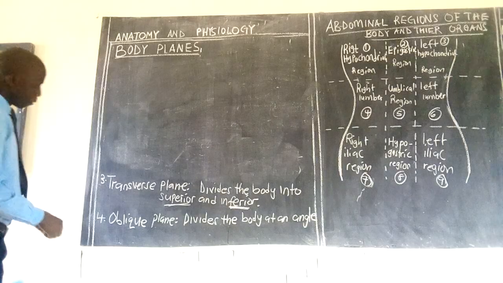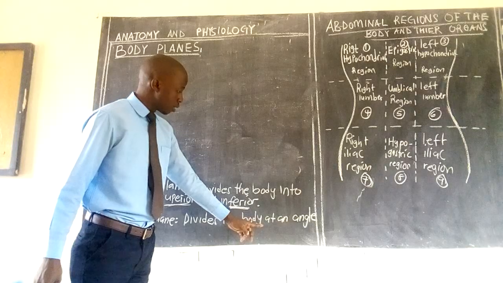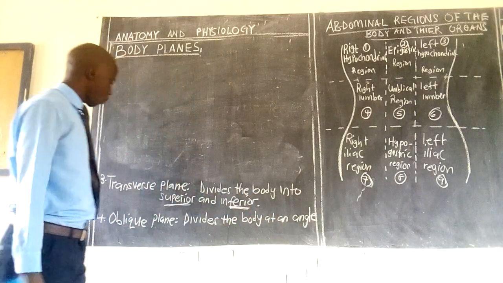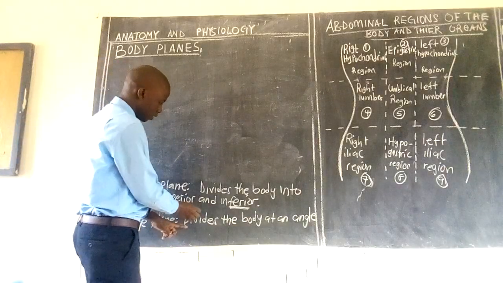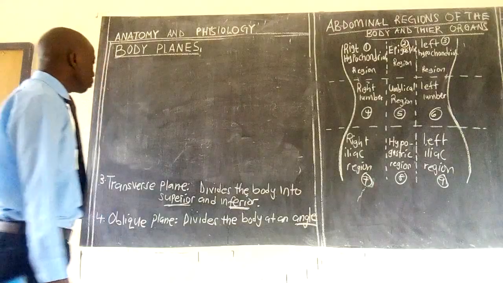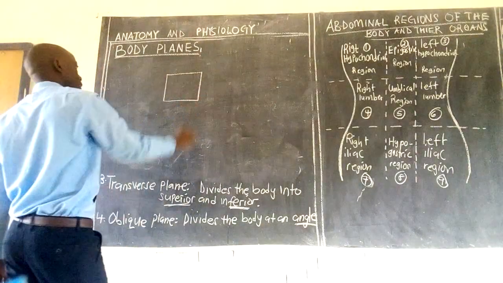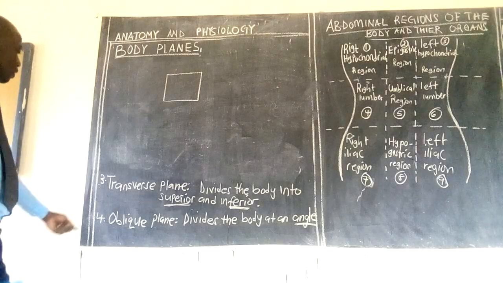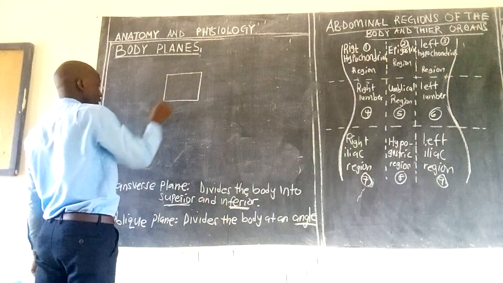And we shall say an oblique plane divides the body at an angle. So, if this is my body structure and I have to make an oblique plane, it should be at an angle.